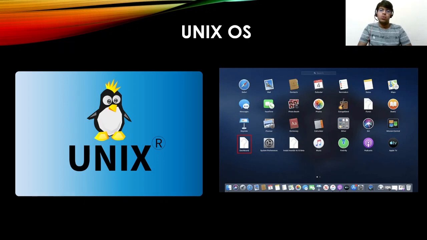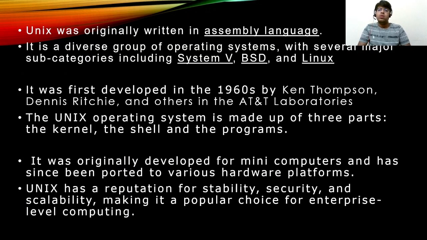Talking about the Unix operating systems, Unix was originally written in assembly language, and it is a diverse group of operating systems which has several subcategories, including BSD and Linux. It was first developed in 1960 by Ken Thompson, Dennis Ritchie, who is also the developer of C, and others at AT&T Laboratories.